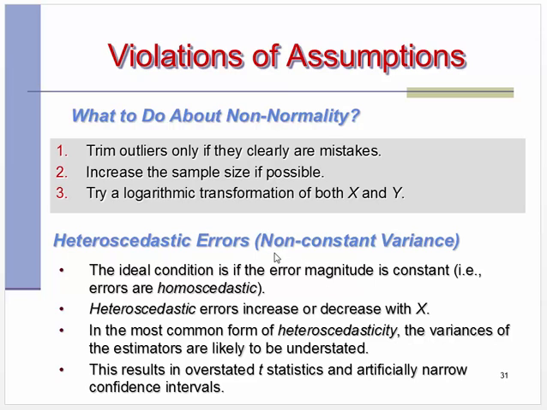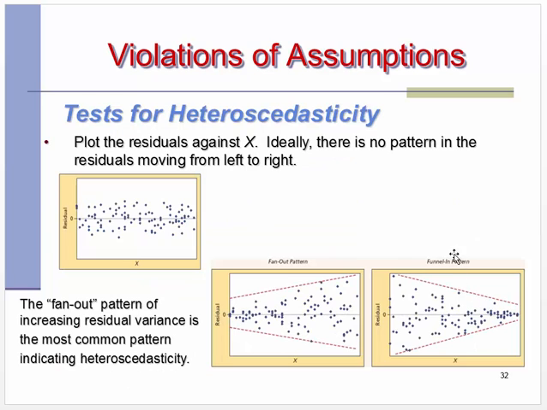So, what if it's non-constant variance, or what we call heteroscedastic errors? The ideal condition is that the error's magnitude is constant, that is, errors are homoscedastic. Heteroscedastic errors increase or decrease with x. In the most common form of heteroscedasticity, the variances of the estimators are likely to be understated. This results in overstated t statistics and artificially narrow confidence intervals.